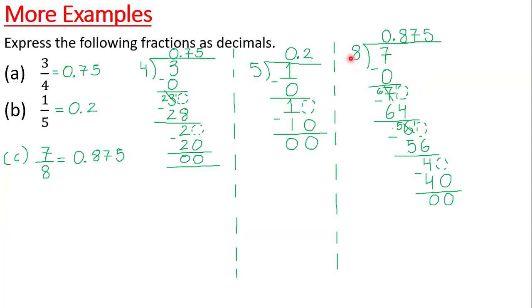How many times does 8 go into 60? 7 times. What is 8 times 7? 56. And so we say 60 minus 56, which gives us 4. We add another imaginary 0. How many times does 8 go into 40? 5 times. 40 minus 40 is? 0. Good. So the answer is 0.875.